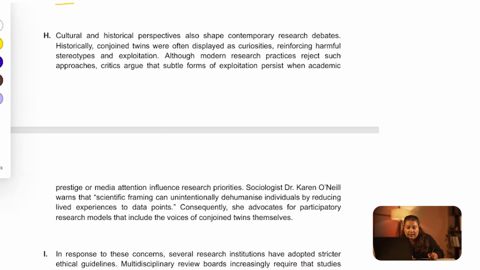All right, let's highlight some keywords here. Cultural and historical perspective shape contemporary research. Historically, conjoined twins were often displayed as curiosities, reinforced harmful stereotypes and exploitation. And it does say, consequently, she advocates for participatory research models that include the voices of conjoined twins themselves. Rejects such approach. Subtle forms of exploitation persist when academic prestige or media attention influence research priorities. So we also have a name here. Sociologist Dr. Karen O'Neill warns that scientific categories unintentionally dehumanize individuals by reducing lived experiences.